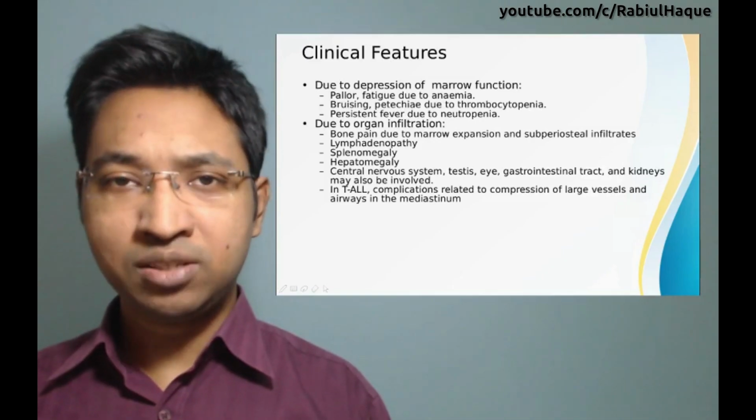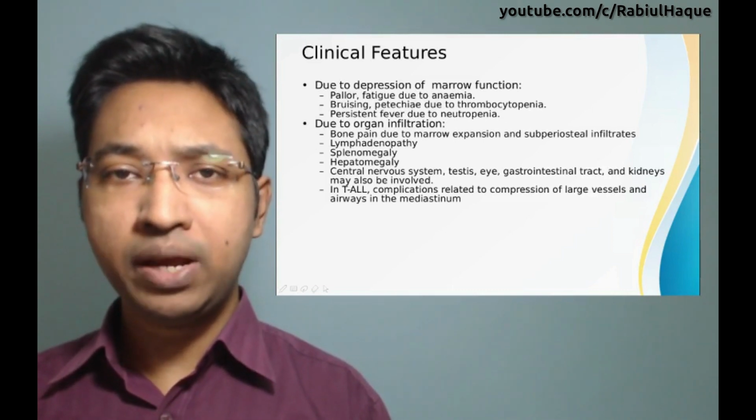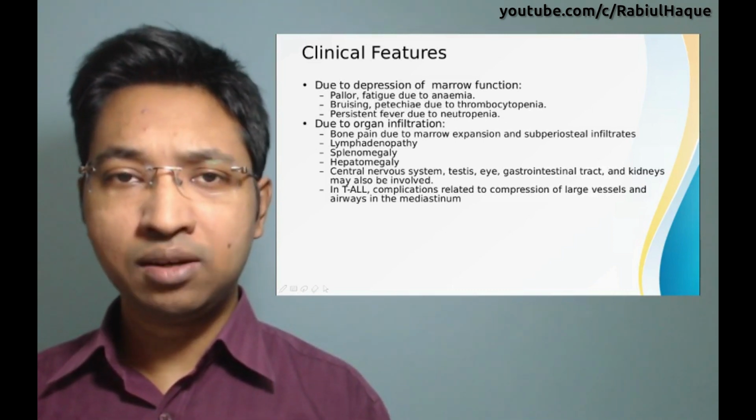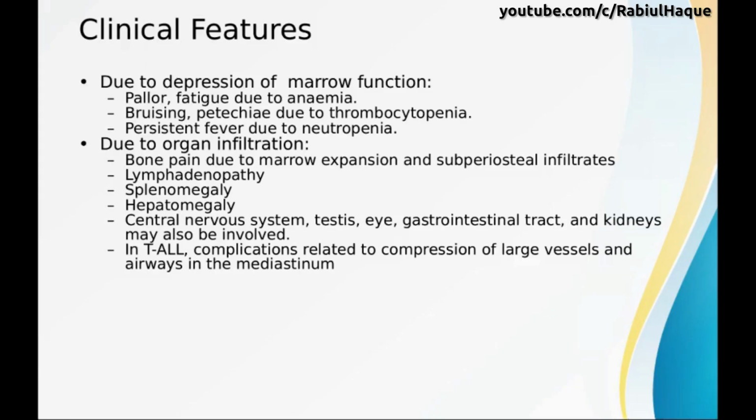So now that we have talked about the pathogenesis of acute lymphoblastic leukemia, now let's move on and talk about the clinical features. So we can classify the clinical features under two broad headings: clinical features due to depression of the bone marrow function and clinical features due to organ infiltration. So due to depression of bone marrow function, there will be pallor and fatigue, and these are happening due to anemia. There will be also bruising, petechiae, due to thrombocytopenia, and there will be persistent fever due to neutropenia.